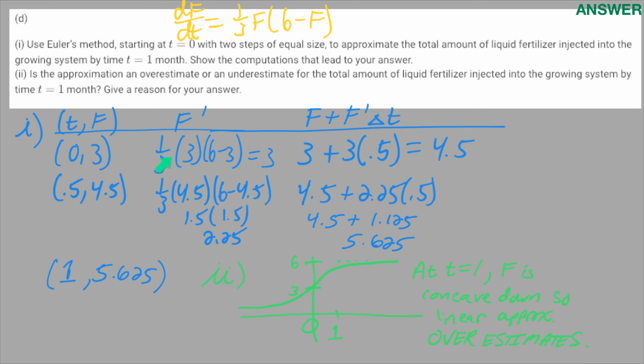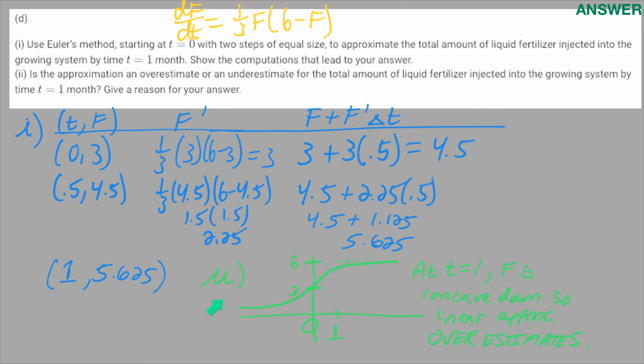So starting here, the slope at that point is 3. Substituting that into this formula produces 4.5. So after half a month, we have 4.5 fertilizer. Calculate the slope again. Calculate your new y, and your final output is here. This was supposed to be a no calculator question, so make sure that you can do this either with fractions or with decimals. And then answer the second part, is it an overestimate or an underestimate?